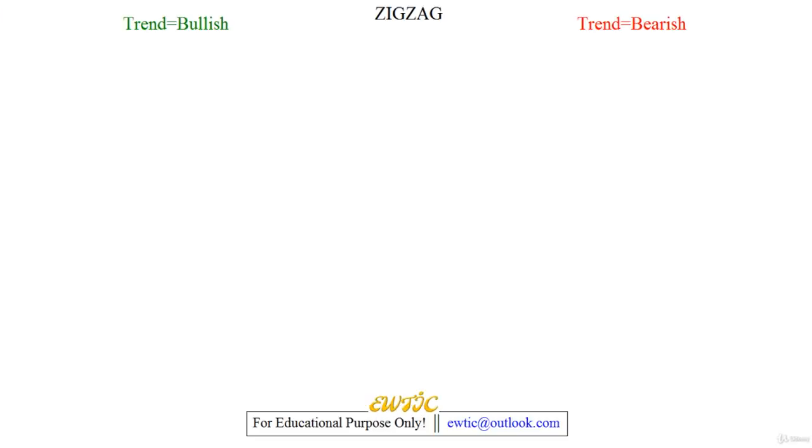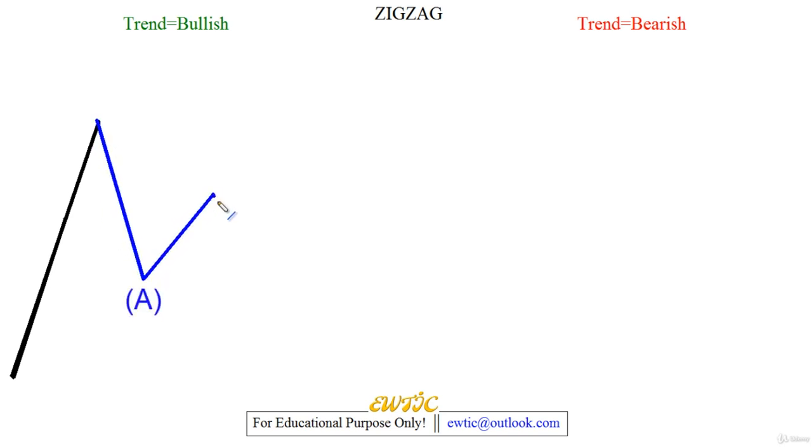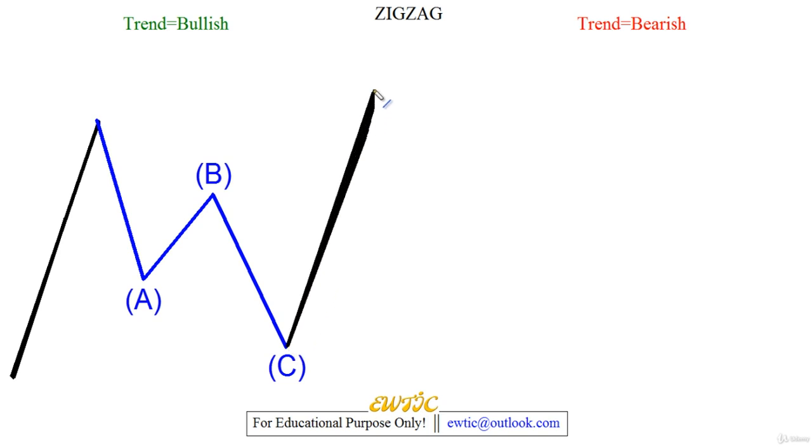The simplest corrective pattern in the Elliott Wave family is a zigzag. Main trend is bullish, right? The market is going up like that. The zigzag, which is a corrective wave, moves against the direction of the main trend, right? So the direction of the main trend is to the upside, and the zigzag will be to the downside. Wave A, B, and C, right? And after the completion of a zigzag, what happens? The trend resumes.